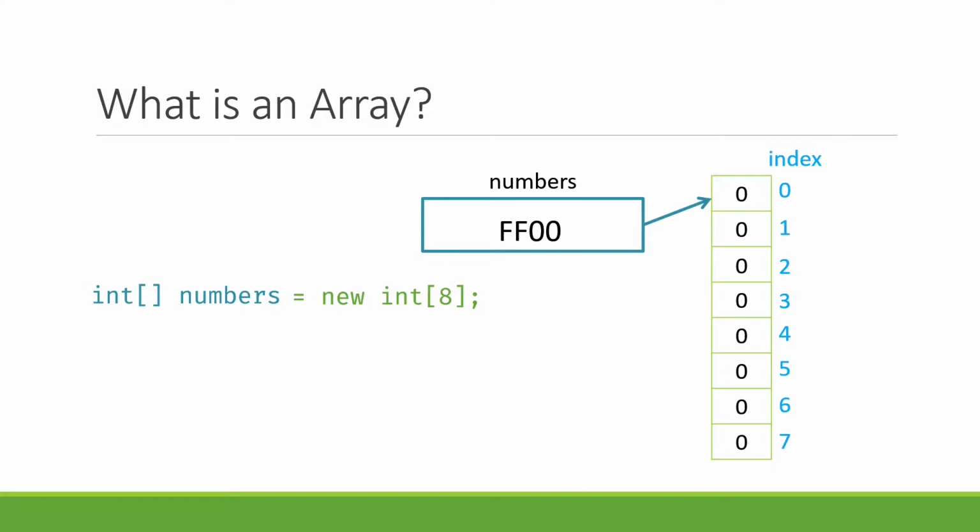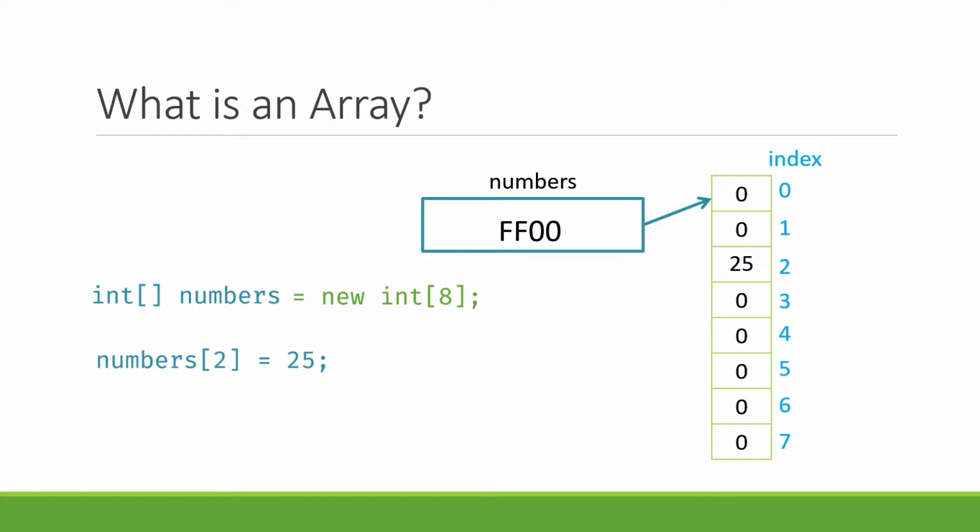Now, if you wanted to place a value into an array element, you can use a normal assignment statement. But you must specify the element's index inside the square brackets. In this example, I'm taking the array numbers, element 2, so that's the third element, and I am assigning it a value of 25.